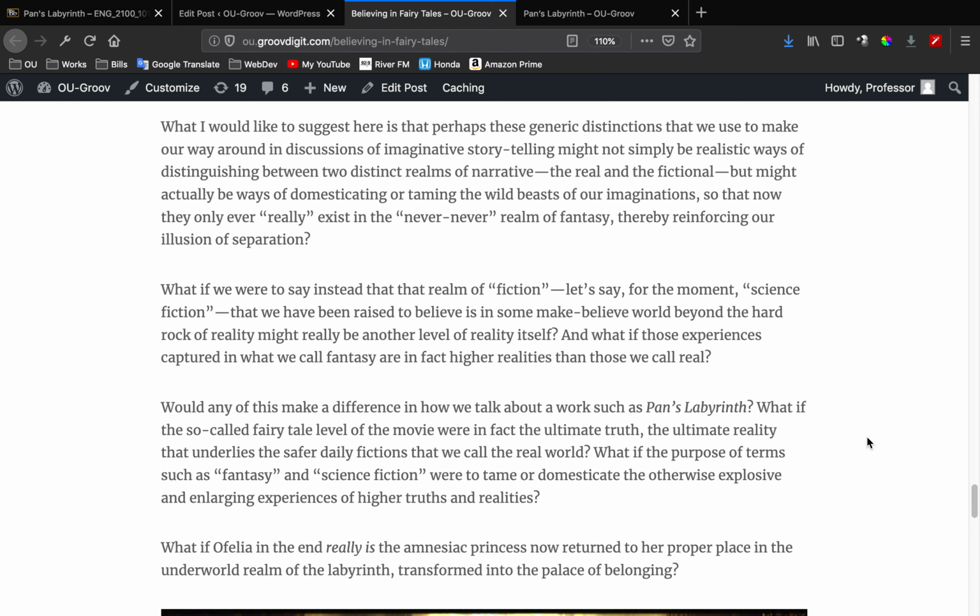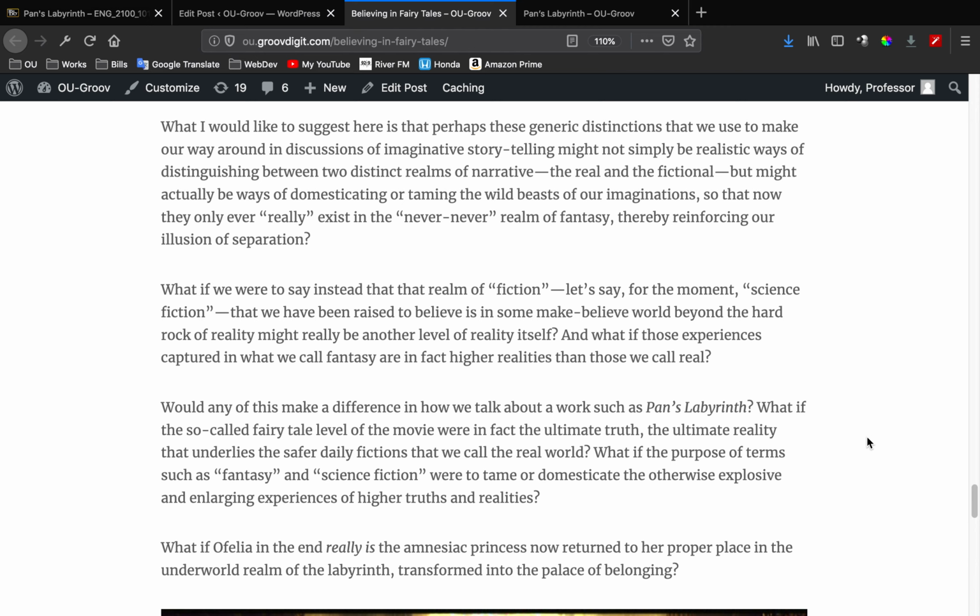What if we were to say instead that the realm of fiction, let's say for the moment science fiction, that we have been raised to believe is in some make-believe world beyond the hard rock of reality, might really be another level of reality itself? And what if those experiences captured in what we call fantasy are in fact higher realities than those we call real? Would any of this make a difference in how we talk about a work such as Pan's Labyrinth?